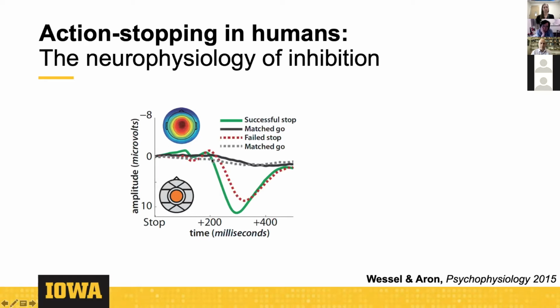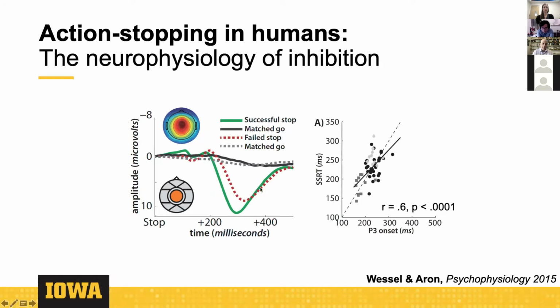First of all, this frontocentral P3 starts earlier on successful versus failed stop trials within subjects, and that maps nicely onto the predictions of the race model, because if the stopping process, or at least the ostensible stopping process, starts earlier, then you would be more likely to succeed at stopping. So that makes sense. And moreover, the onset of this frontocentral P3 is also very highly correlated across subjects with stop signal reaction time, which is a behavioral measure that you can extract from the stop signal task when you're applying the assumptions of Gordon-Logan's race model.